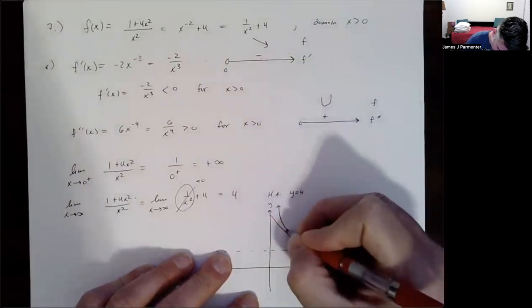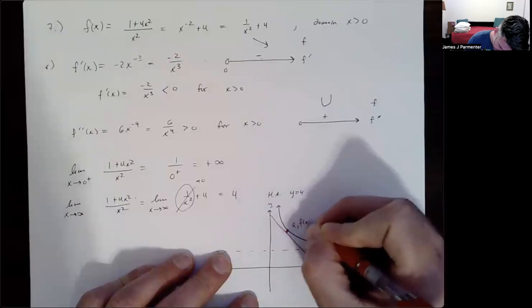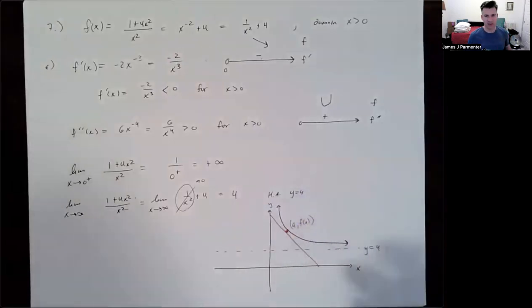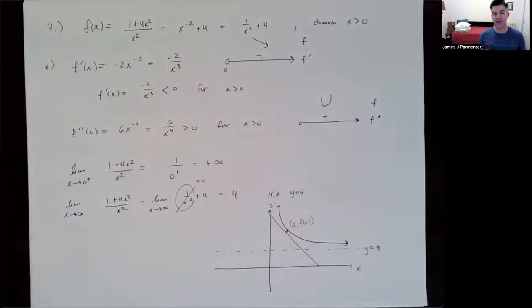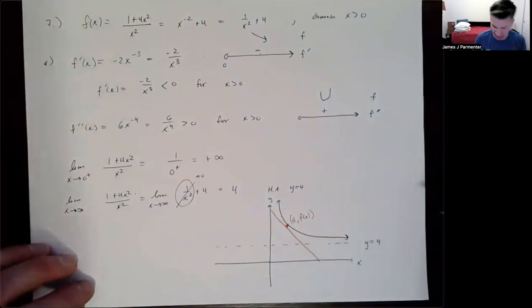So we're going to label it a comma f of a. Usually you want to avoid using x comma f of x here, because we already use x. So don't confuse yourself here. Definitely pick a different letter. So I want to find the area of this triangle. So I need to find the base and the height.